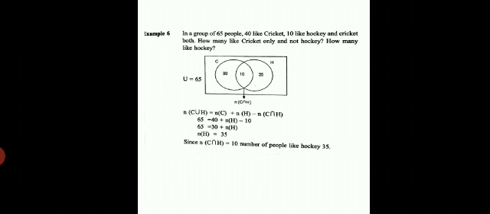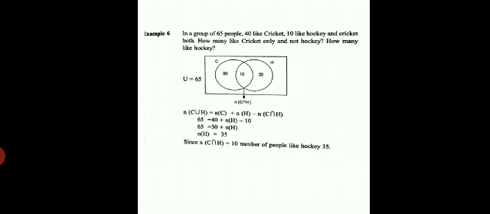Fine. Next question. In a group of 65 people, 40 like cricket, 10 like hockey and cricket both. How many like cricket only and not hockey? How many like hockey? So read the question carefully, students, and write down the notations. Here the number of people is denoted by U, which is equal to 65.